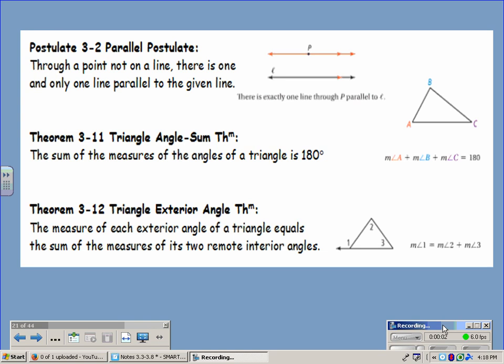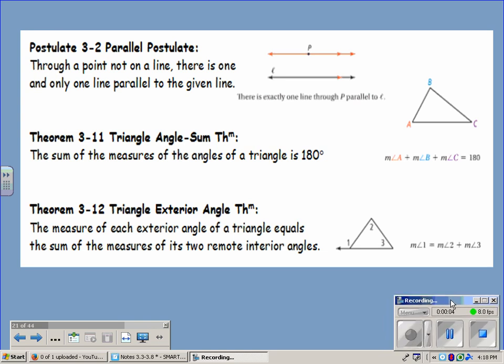Everyone, and here's the next in the podcast focusing on the parallel postulate and the triangle sum theorem and also the triangle exterior angle theorem. So lots of cool things that we're going to be talking about.